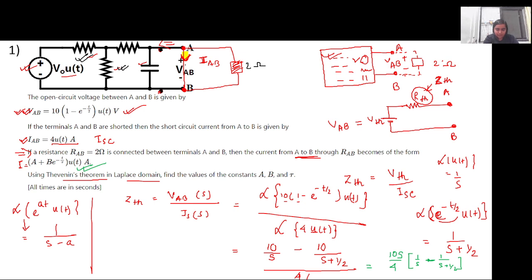Everyone clear on this one? Any doubt in this question? If not, then we can move to the next question. No, no, ma'am, no doubt. Okay. Then let's move to the next question that we have.